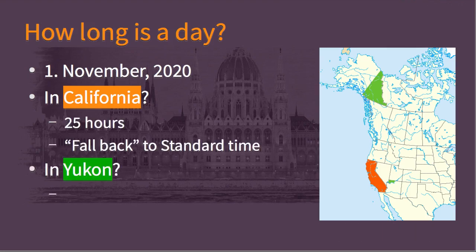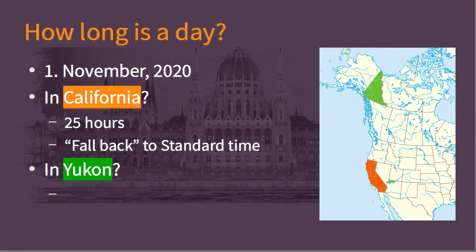It's going to be 25 hours long. Most days are 24 hours long, but 1st of November happens to be the date when California is going to fall back from daylight savings time to Pacific Standard Time. And because the clock is set backwards in the middle of the night, that day, measured from midnight to midnight, will be 25 hours long.